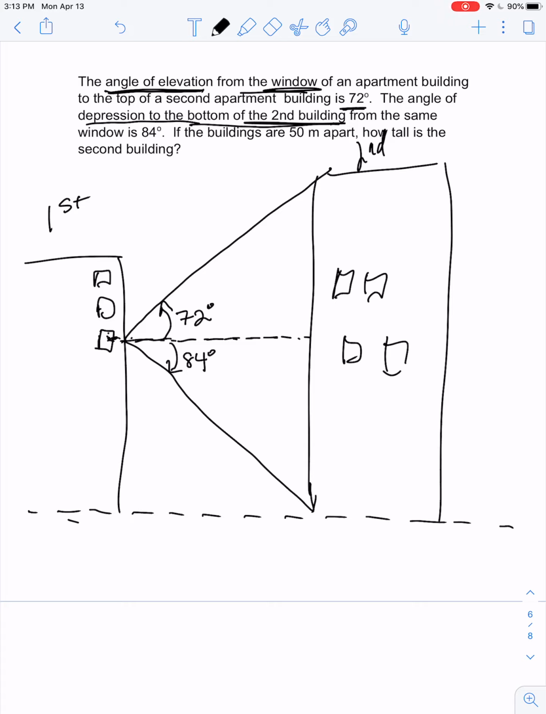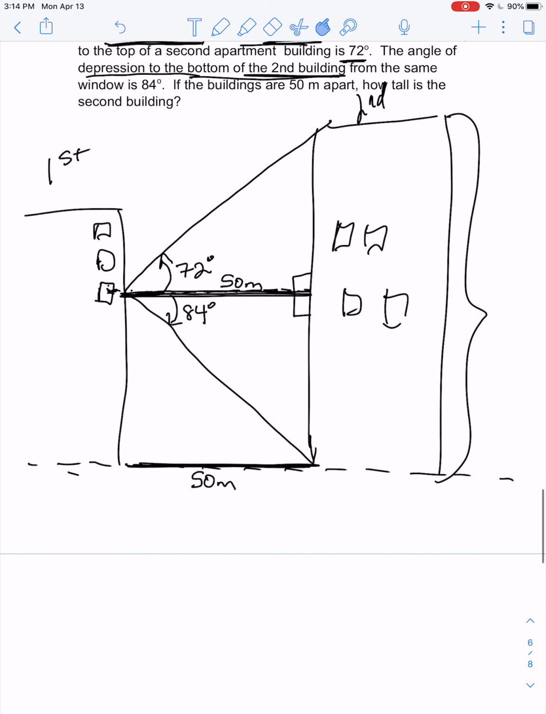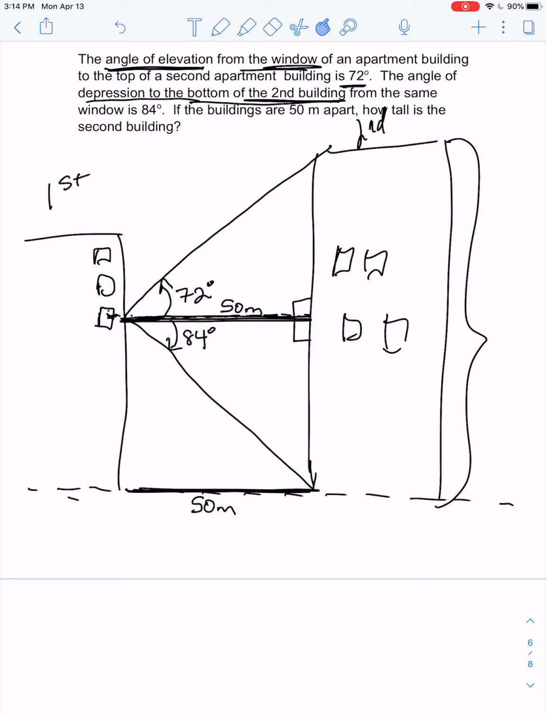The buildings are 50 meters apart, so it doesn't matter if you measure that 50 meters here or you measure that 50 meters up here. It's still 50 meters. Okay, and I think maybe you can see where we're headed now. We want to know how tall this building is. So maybe you can stop the video now and figure out how tall the building is. And when you're done, come on back and you'll see the solution.